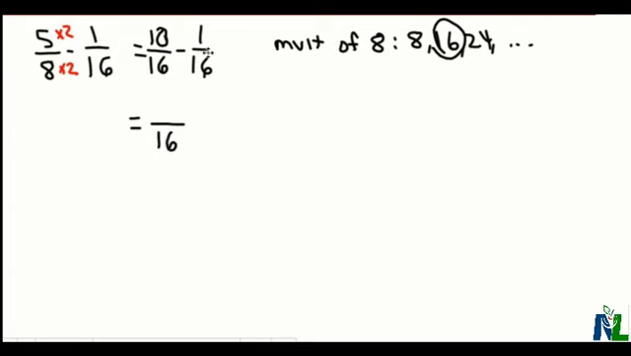10 subtract 1 is 9. So 5/8 subtract 1/16 is 9/16. Remember to check to see if your answer is in simplest form, and this fraction is. So 9/16 is your final answer.